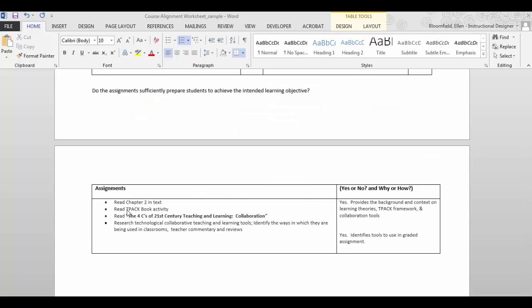Finally, I have listed the assignments that the students will complete in order to support and prepare the students to achieve the intended learning objectives. They are listed here. And then I analyze to determine whether or not they are sufficient. Are they sufficient? Yes, because I need them to be able to read and provide the background on the particular content. And so that's how you fill out this box too.